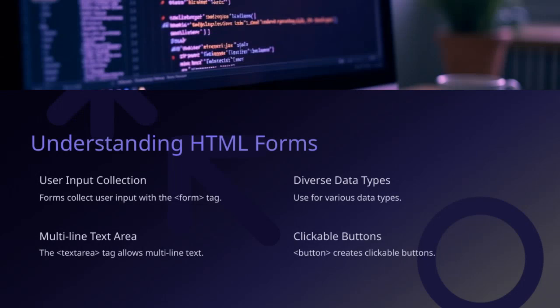Now let's look at how HTML forms help us collect user input efficiently. First, the button tag creates clickable buttons, which are essential for making our pages interactive. You can use these buttons for various purposes, like submitting a form or triggering a specific action. Moving on, the textarea tag is really useful when you need multi-line text input, like for comments or messages. It's more flexible than a simple input box.